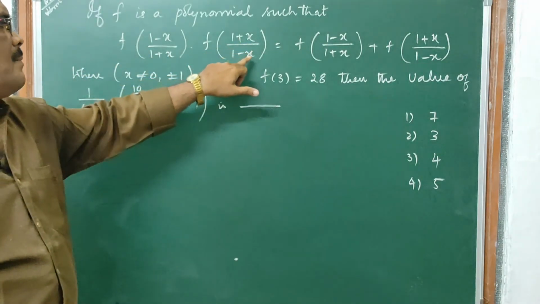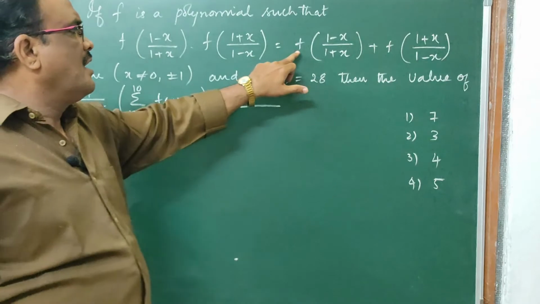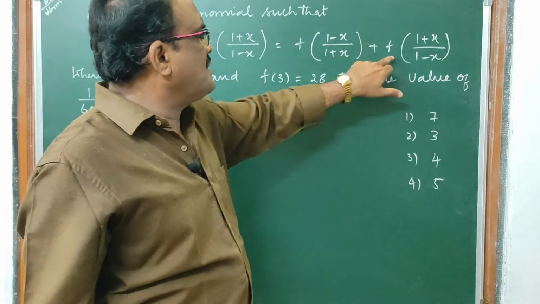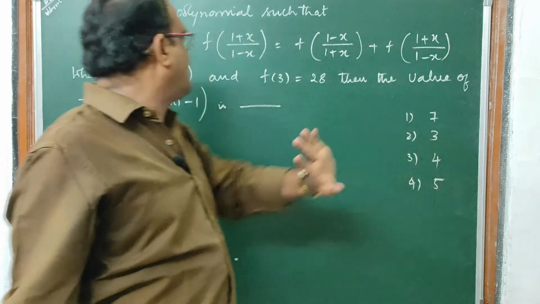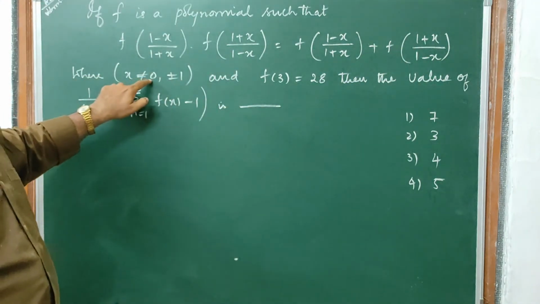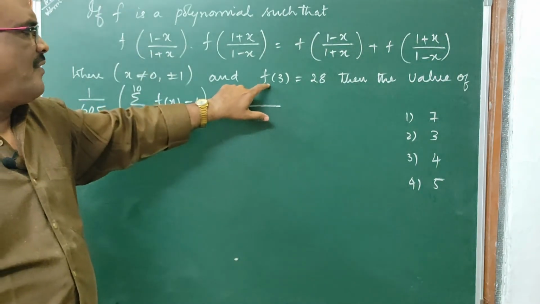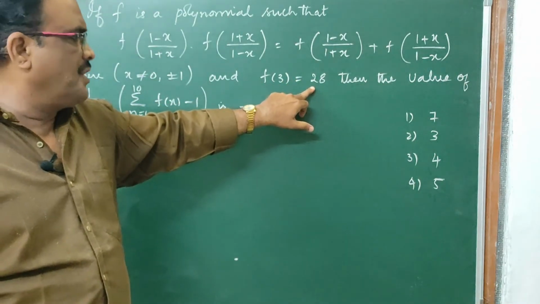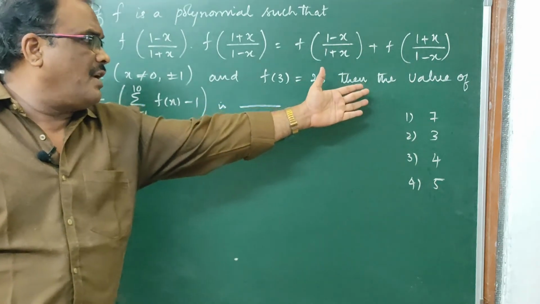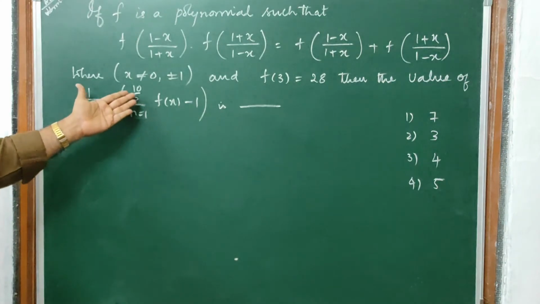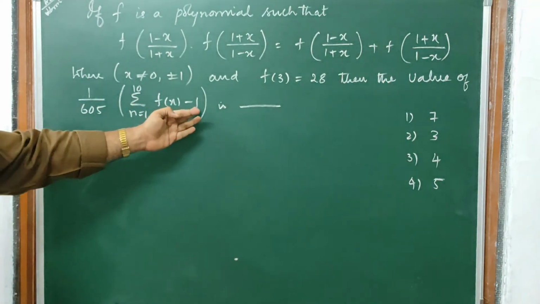into f of (1 plus x)/(1 minus x) is equal to f of (1 minus x)/(1 plus x) plus f of (1 plus x)/(1 minus x), where x is not equal to 0 and plus or minus 1. Okay, it's specified. f of 3 is equal to 28. It is given. We are required to find the value of 1/605 sigma n equals 1 to 10 f of n minus 1.